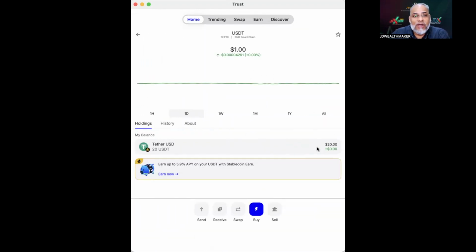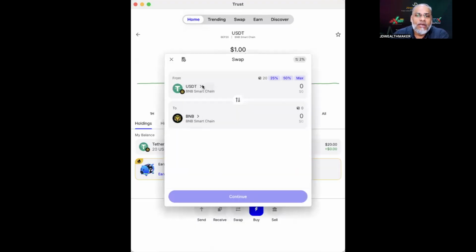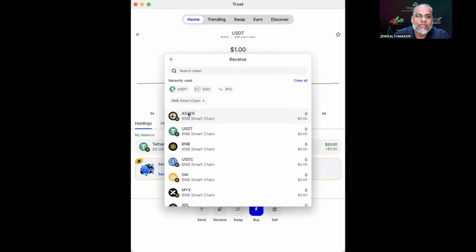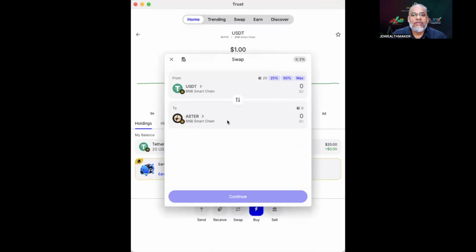Now, everyone, please draw your attention here. So now I have $20 here, right? What I want to do is swap. Once you already have your fund deposited, you just go and click swap. So I want to swap from USDT into ASTER. So go and look for your ASTER. See that ASTER is there, right? So tap ASTER.